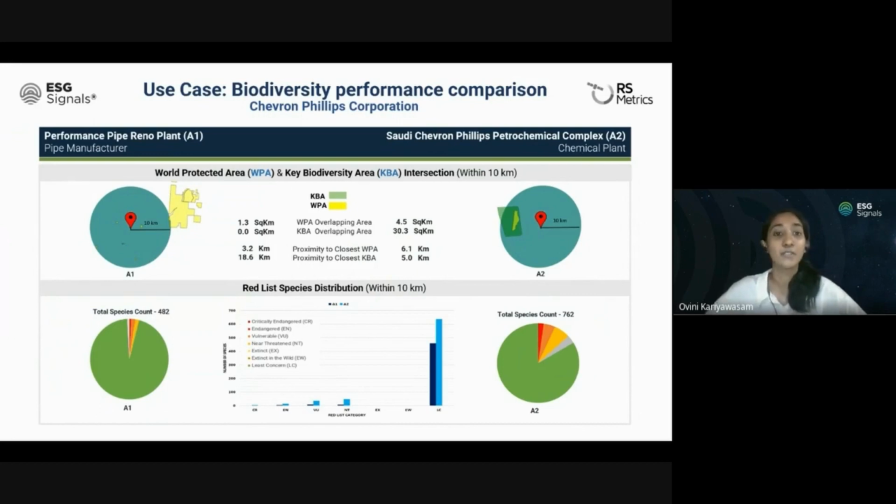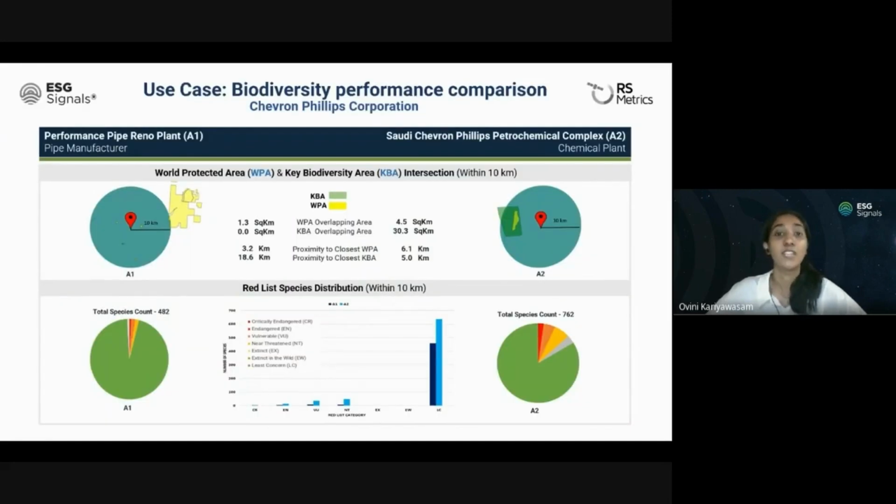So first we'll look into the distribution of the world protected areas and the key biodiversity areas, which are within 10 kilometers of the asset. It can be clearly seen that the chemical plant is overlapping with exactly 1 KBA and 1 WPA. But when you look into the pipe manufacturer, it does not have any KBAs within the 10 kilometers.